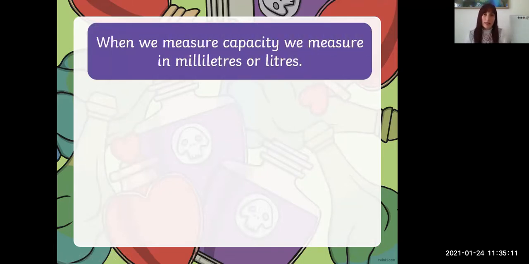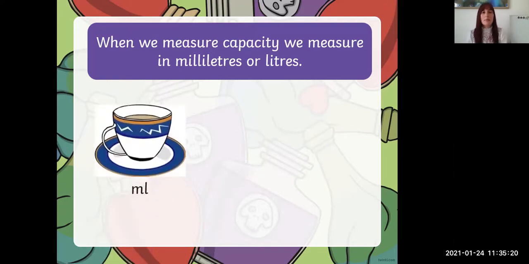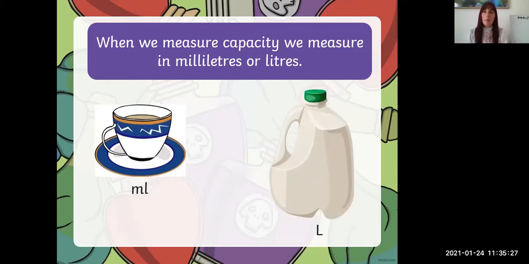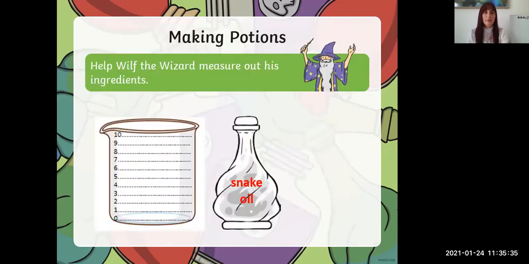When we measure capacity using standard units, we use millilitres or litres. Millilitres tend to be for small things like a cup of tea or a bottle of squash. Litres tend to be for bigger containers or larger amounts of liquid, like a big jug of milk. We're going to be using millilitres today. So help Wilf the Wizard measure out his ingredients.